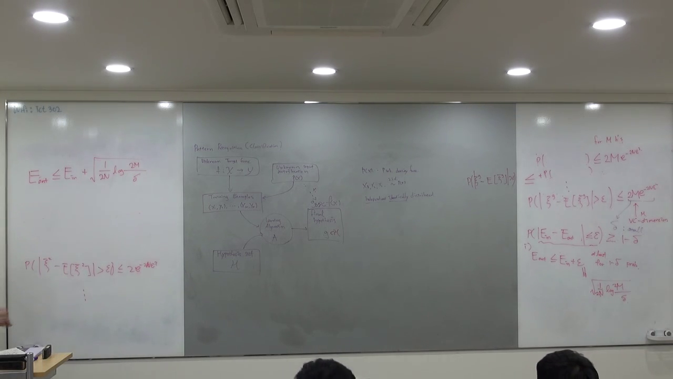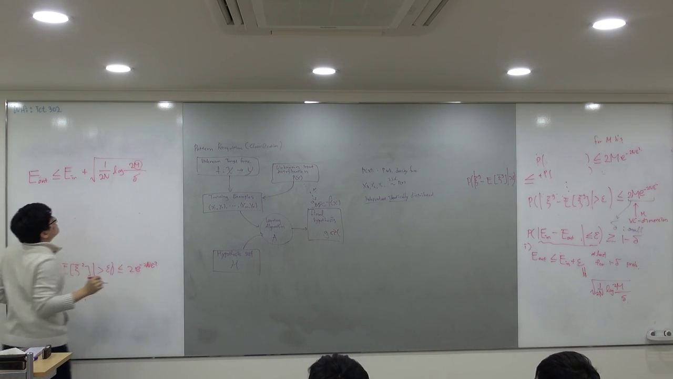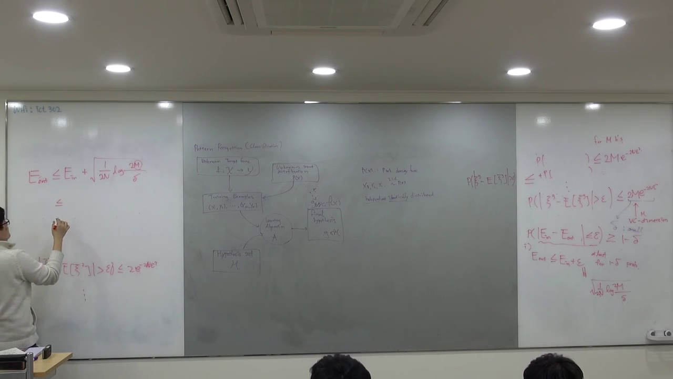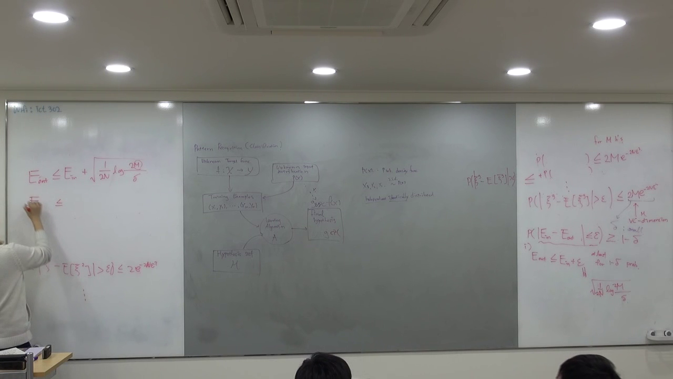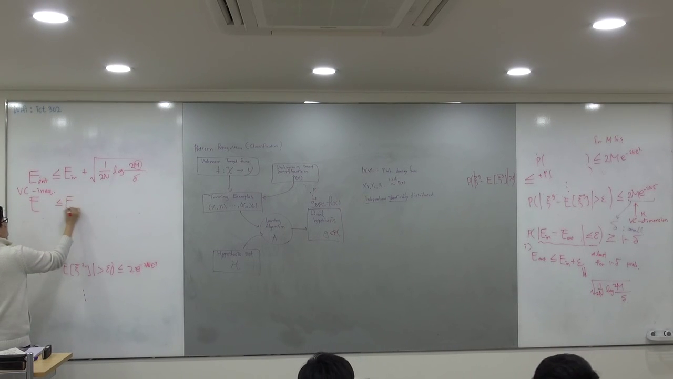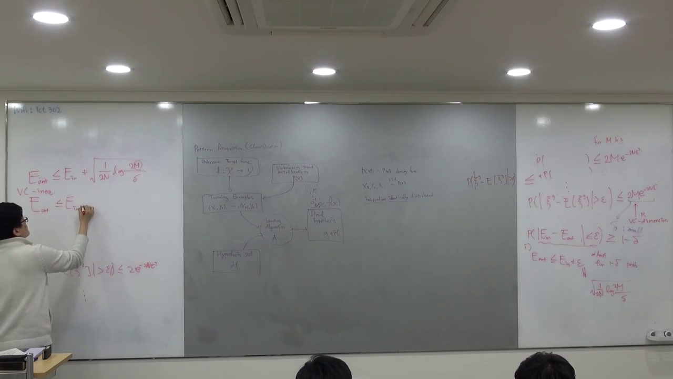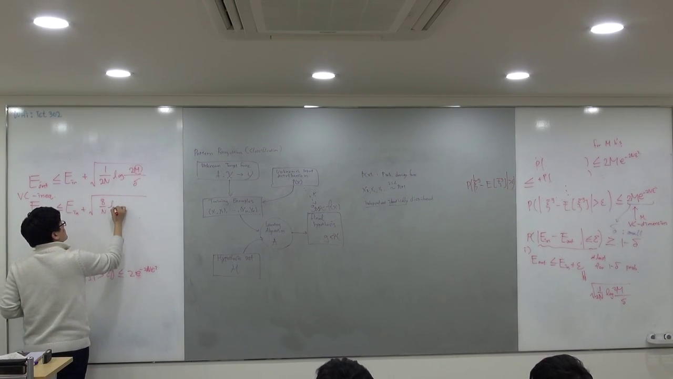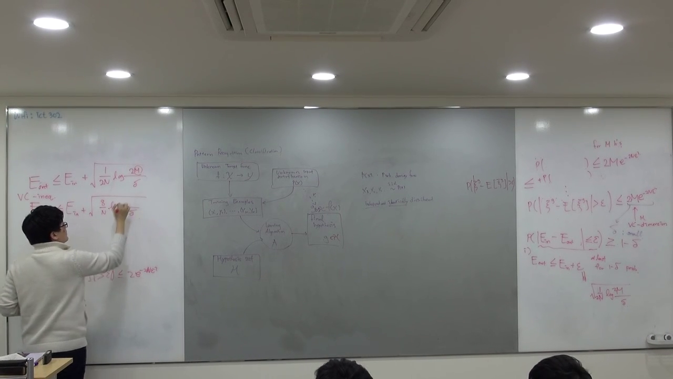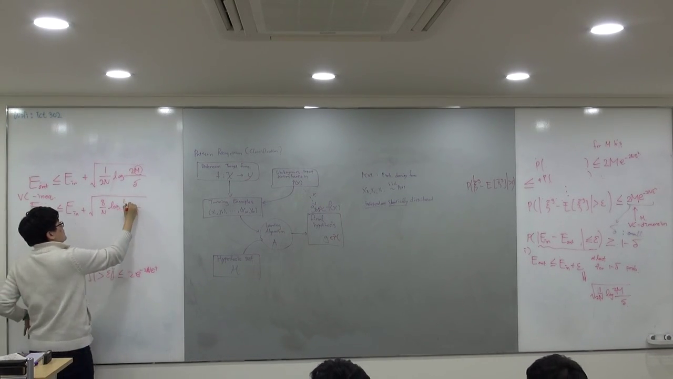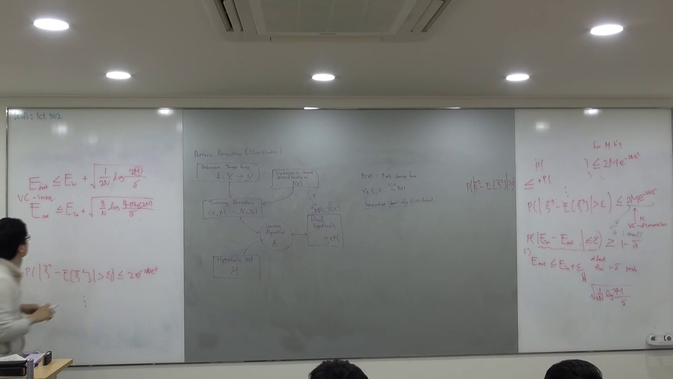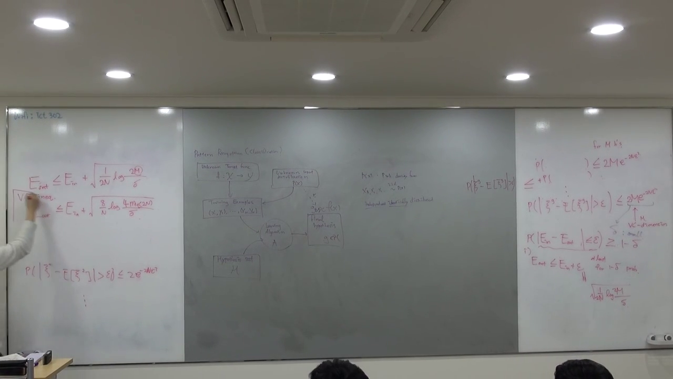In fact, you want to replace this n. I'll skip the details, but actually the VC bound is a little bit different, but very similar. So this is VC.